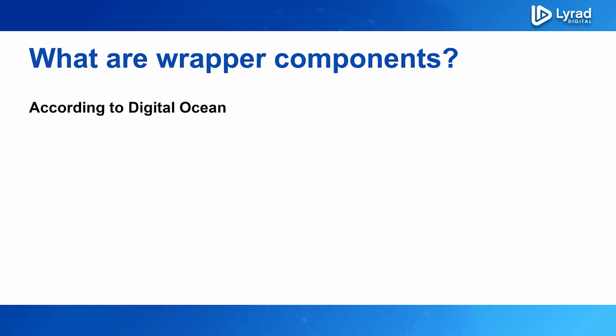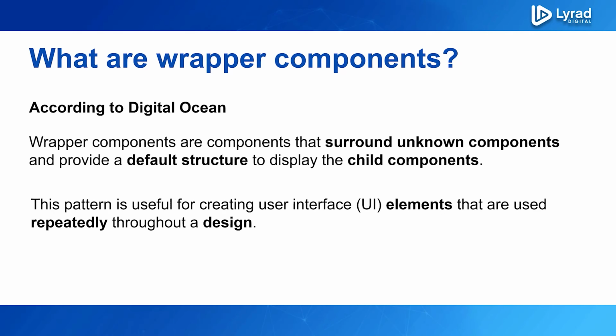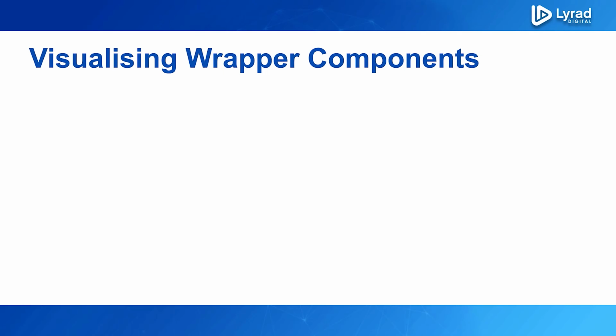Well, according to DigitalOcean, wrapper components are components that surround unknown components and provide a default structure to display the child components. This pattern is useful for creating user interface elements that are used repeatedly throughout a design. Now, I don't know about you, but that sounds quite cryptic to me. So I think a better way to demonstrate what this is actually saying is by looking at an example.